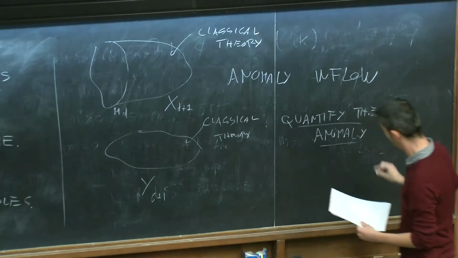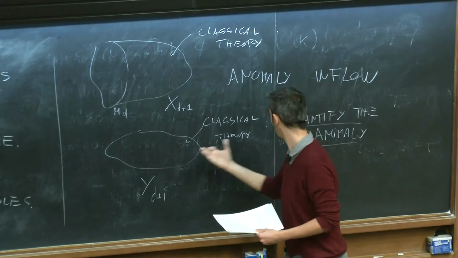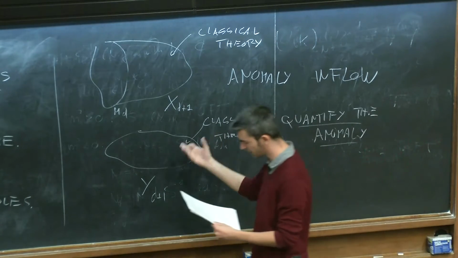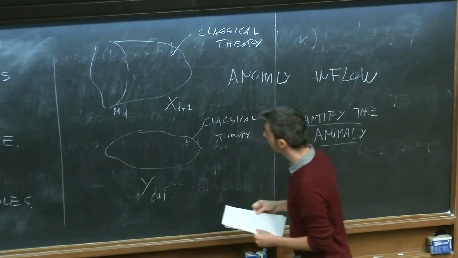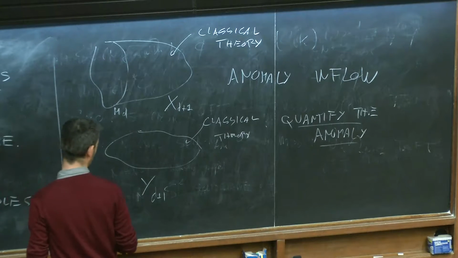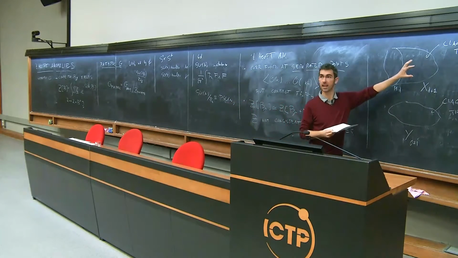In the sense that we do not just say the theory has an anomaly, but we can say how much, if you want. We classify it by these classical theories. Okay, and then something very nice about this anomaly is the fact that this theory that we put here in the bulk is a classical theory.